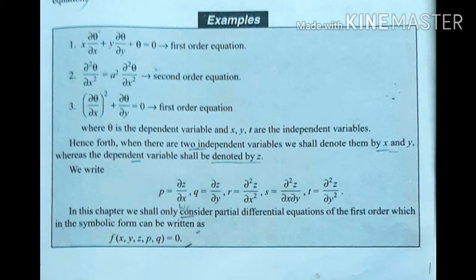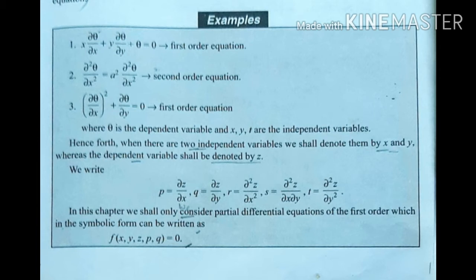Number 2 example: del 2 theta by del t square is equal to a square del 2 theta by del x square. Here we see that the highest derivative is del 2 theta by del x square. That means a second derivative. So, here it is a second order partial differential equation.